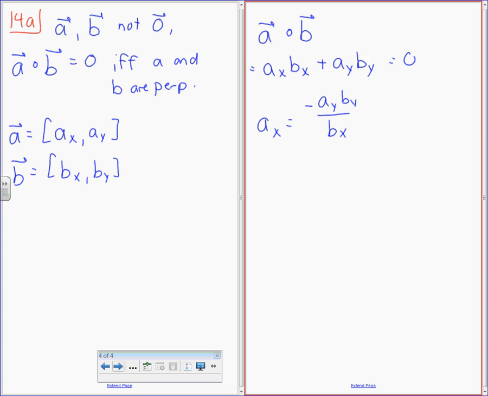But the problem is showing that this is perpendicular. That's the thing, right? Getting them in terms of each other to show that they're perpendicular. This is easy to do using the other method, right? Because then you can just say, well, the only way it equals 0 is if the vectors equal 0.